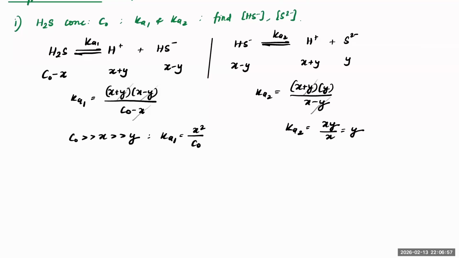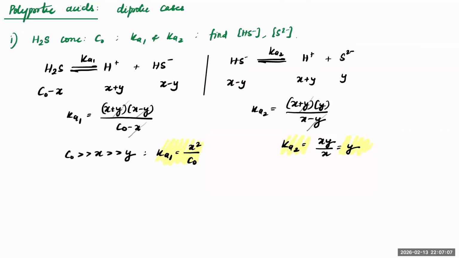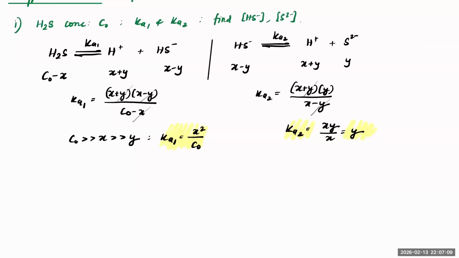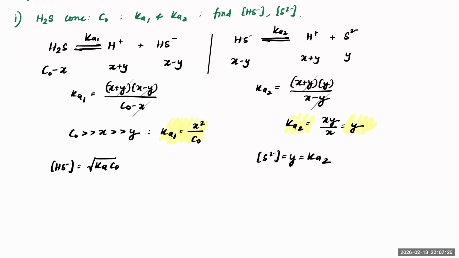So this is the first case, everybody. You should know how to relate Ka1 and how to relate Ka2. I hope all of you understood that, because once you know that, you can calculate HS minus now. HS minus, from the first case, is equal to under root of Ka1 C naught, and S2 minus is the same as Y, which is equal to Ka2. So this is case 1. I hope all of you are comfortable with this first case.